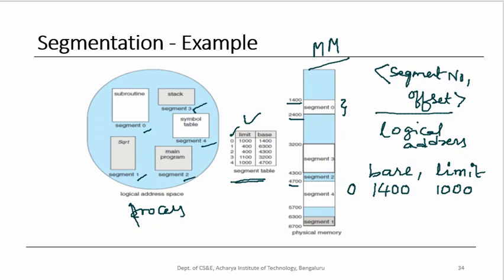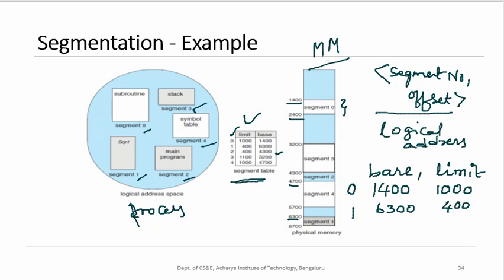Next, if you see segment 1, it starts from 6300. So what is its base address? It is 6300. And what is the limit? It starts from 6300, ends at 6700, so its limit is 400. So this is how the segment table is created. The next segment, segment 2, starts from 4300 and ends at 4700, so its limit is also 400. So all these entries are made in the segment table.